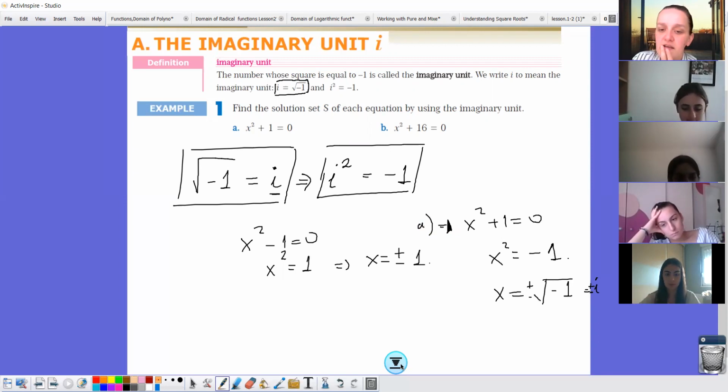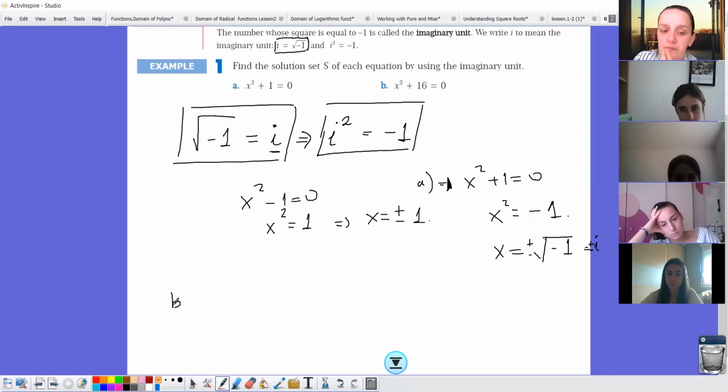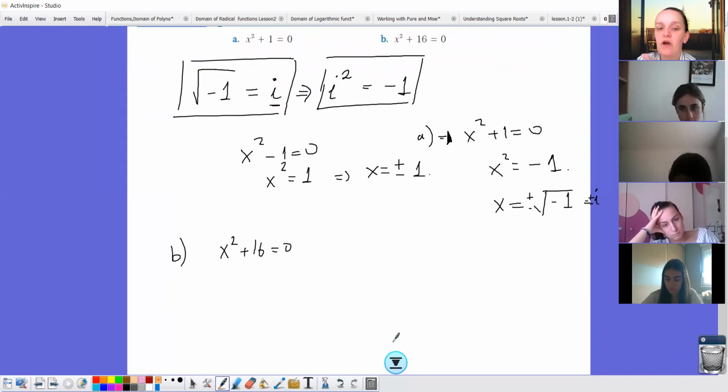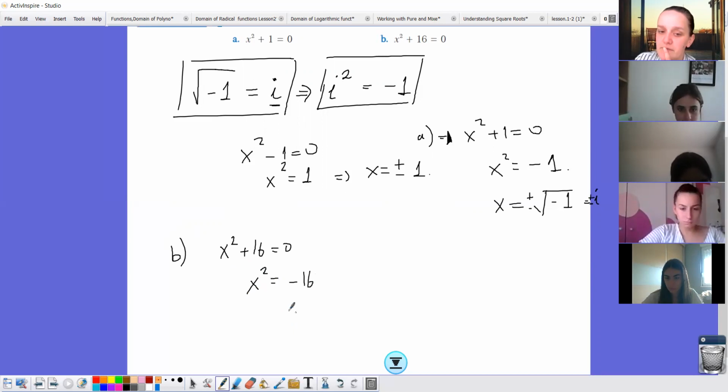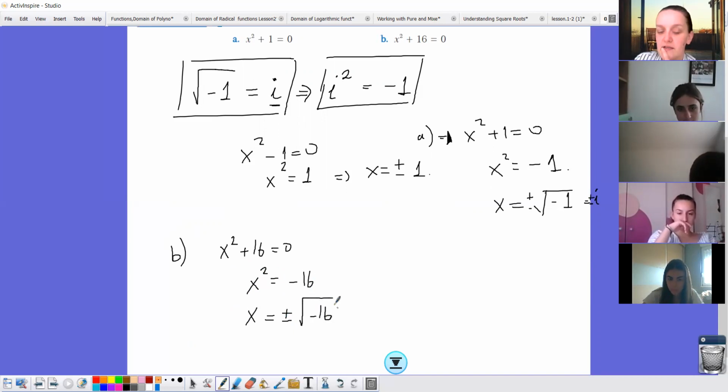This is A. Let's see how B will be. x squared plus 16 is equal to 0. As we were solving equations, what I will do here is take 16 to the other side. And what will it be? -16. Because here we have x squared, I need to take the square root of both sides to find x. So I'm taking the square root of both sides, and this will be plus or minus root of -16.